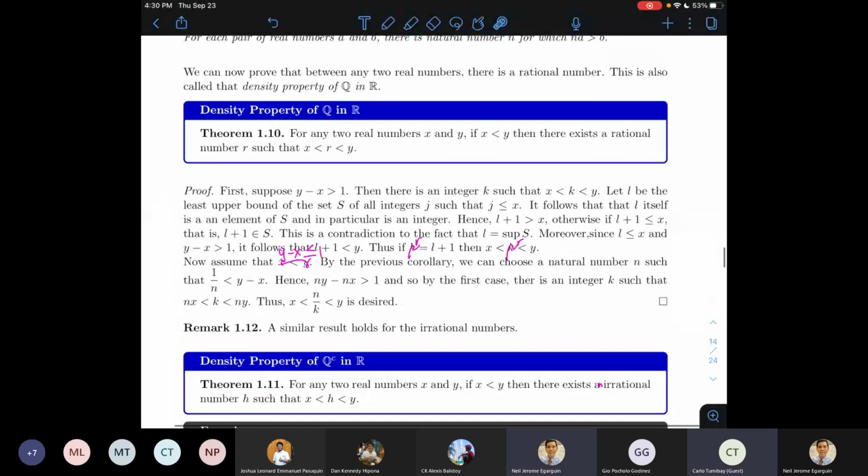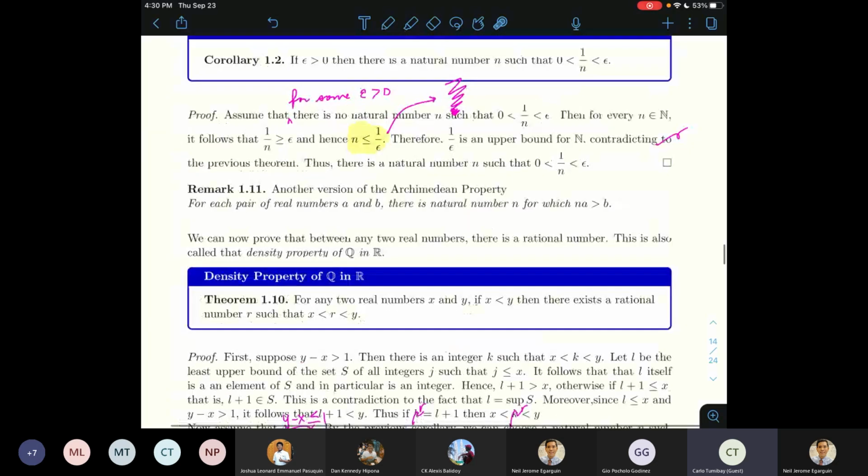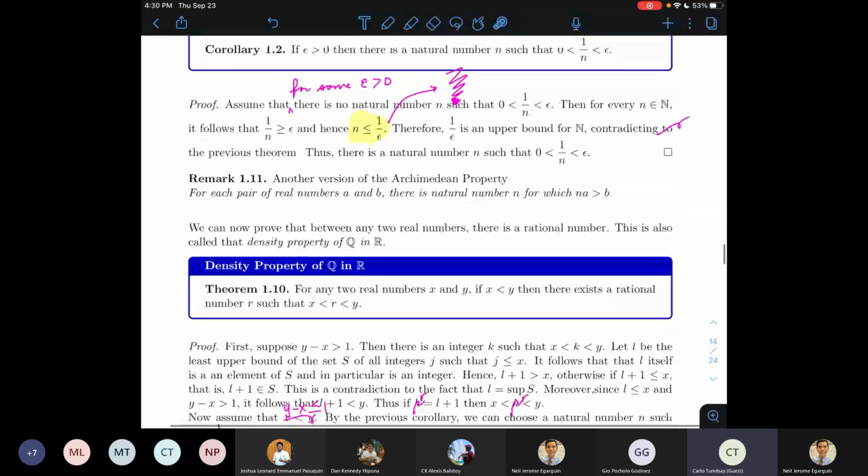Okay. The next is another very important result. Oh, yes. Carlo, you have a question? Sir, I just have a question on that last one. So for that alternative Archimedean property, if A equals 0, real number A, right? So if A equals 0, does that still hold?